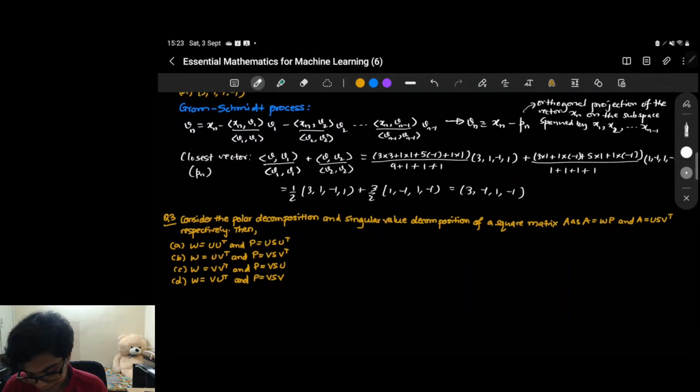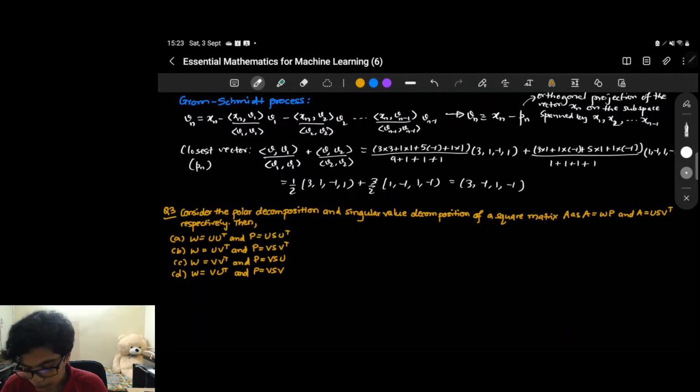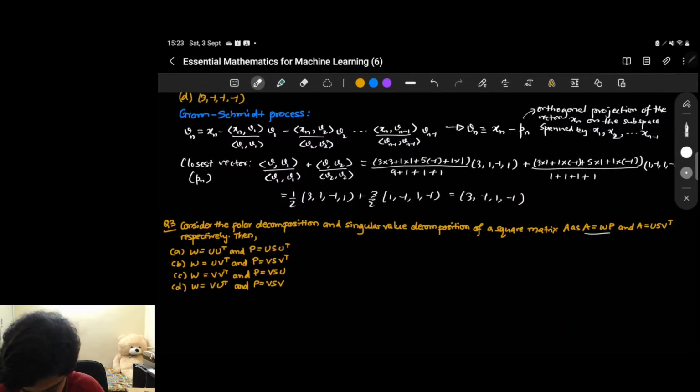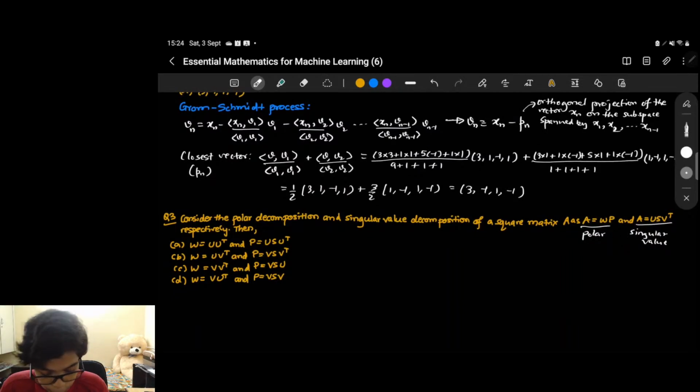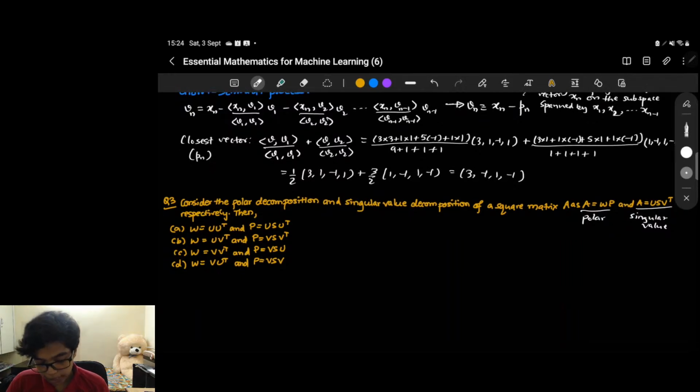Moving forward, consider the polar decomposition and singular value decomposition of a square matrix. So we are given the polar decomposition, so this is polar and this is singular value decomposition. And then we need to find the expression of V and P in terms of the matrices U, V, and S. So basically, we need to find a relation between polar decomposition and singular value decomposition.